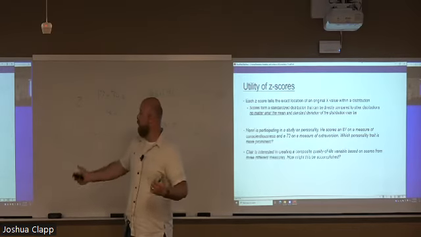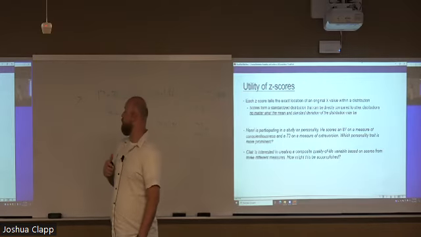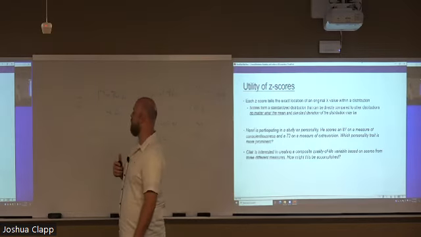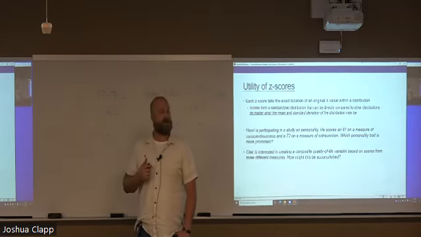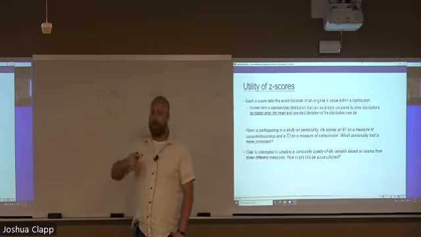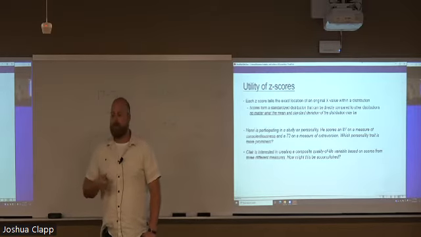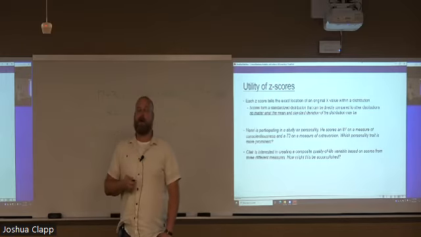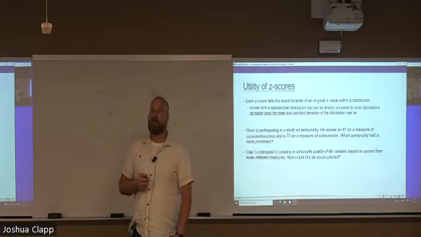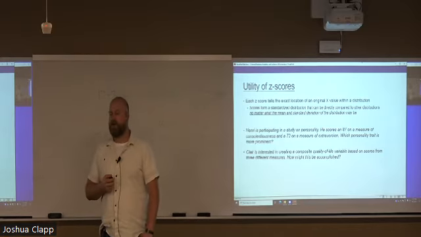Okay. The other thing to think about: we've got Claire, who is interested in creating a composite quality of life variable based on scores from 3 different measures. How might we do this? Why, Katie, can't I just add up the raw scores on these 3 different measures? Why is that bad?